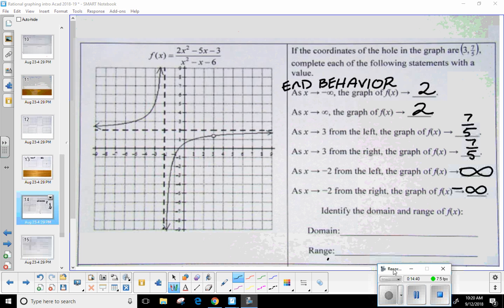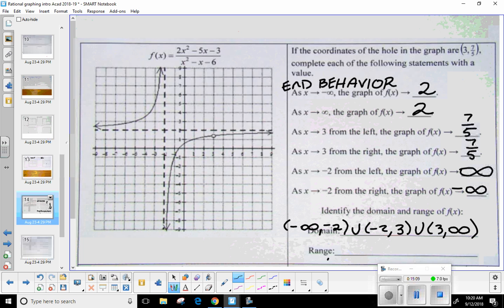Anyways, now let's write this first one out using interval notation. So what values of x do I have to exclude from the domain? 3 is one of them. There's one more: negative 2, because we have a hole and a vertical asymptote. So I'd write negative infinity to negative 2, union, negative 2 to 3, union, 3 to infinity.